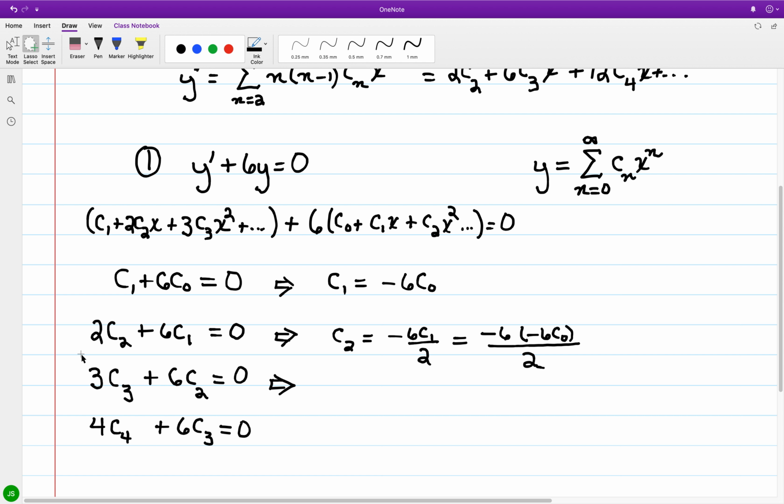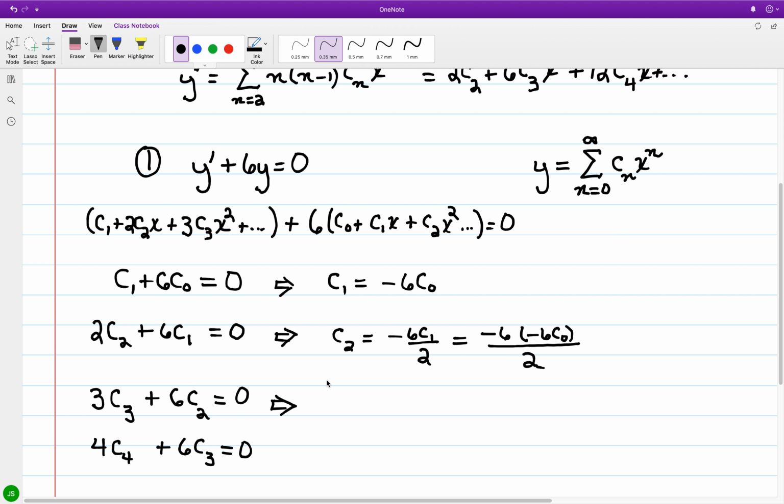For what comes next, writing c of 3 in terms of c of 2 and in turn in terms of c naught, I have c of 3 is equal to negative 6 c of 2 over 3. If I follow through, we have negative 6 times negative 6 times negative 6, which goes to negative 6 to the third c naught, and we have 3 times 2, which would be 6.